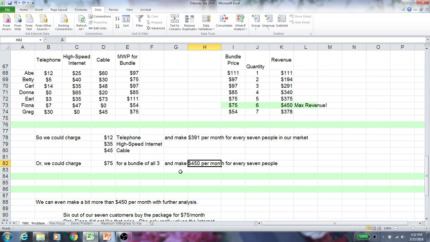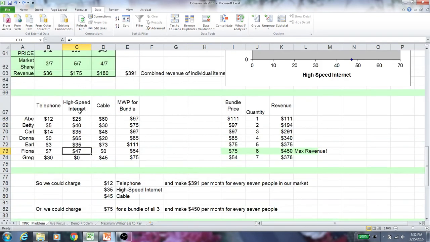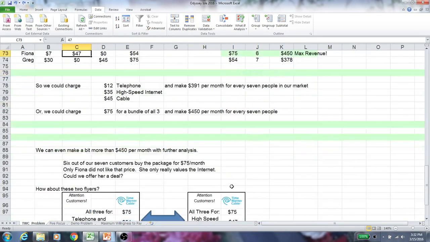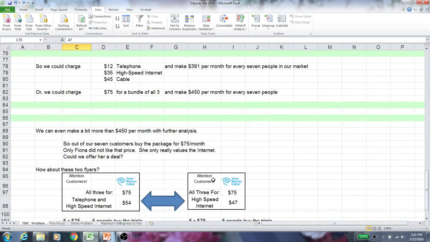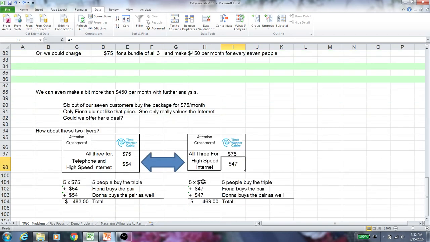We can actually even do better than 450 if we think about Fiona. For instance, Fiona is willing to give us $47 for high-speed internet. So if we charged $47 for high-speed internet, like right here, hey customers, you can get all 3 for $75, or you can get high-speed internet for $47, then you would see that Fiona would buy the high-speed internet. She was not buying a pair. This is just high-speed internet. And Donna would buy the high-speed internet too.